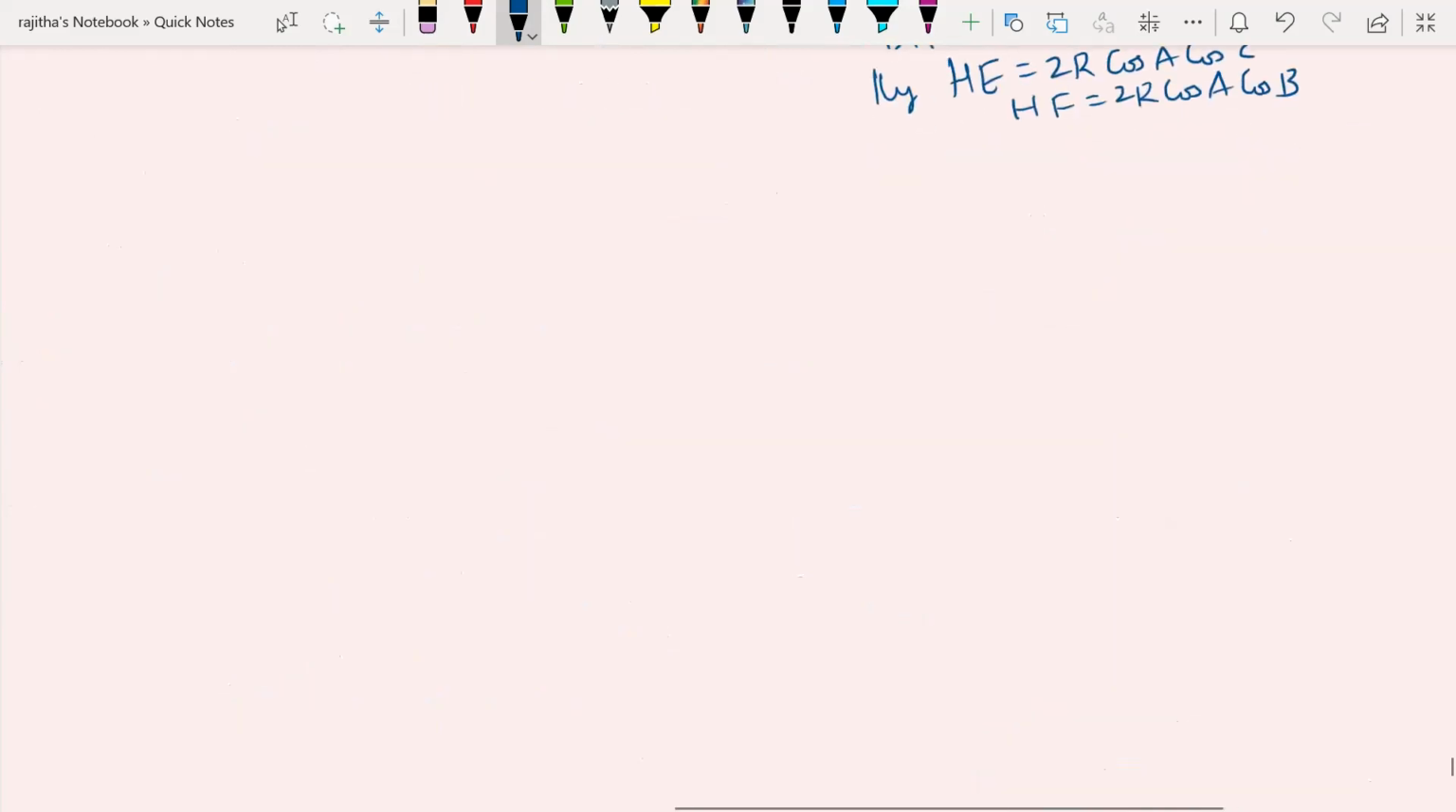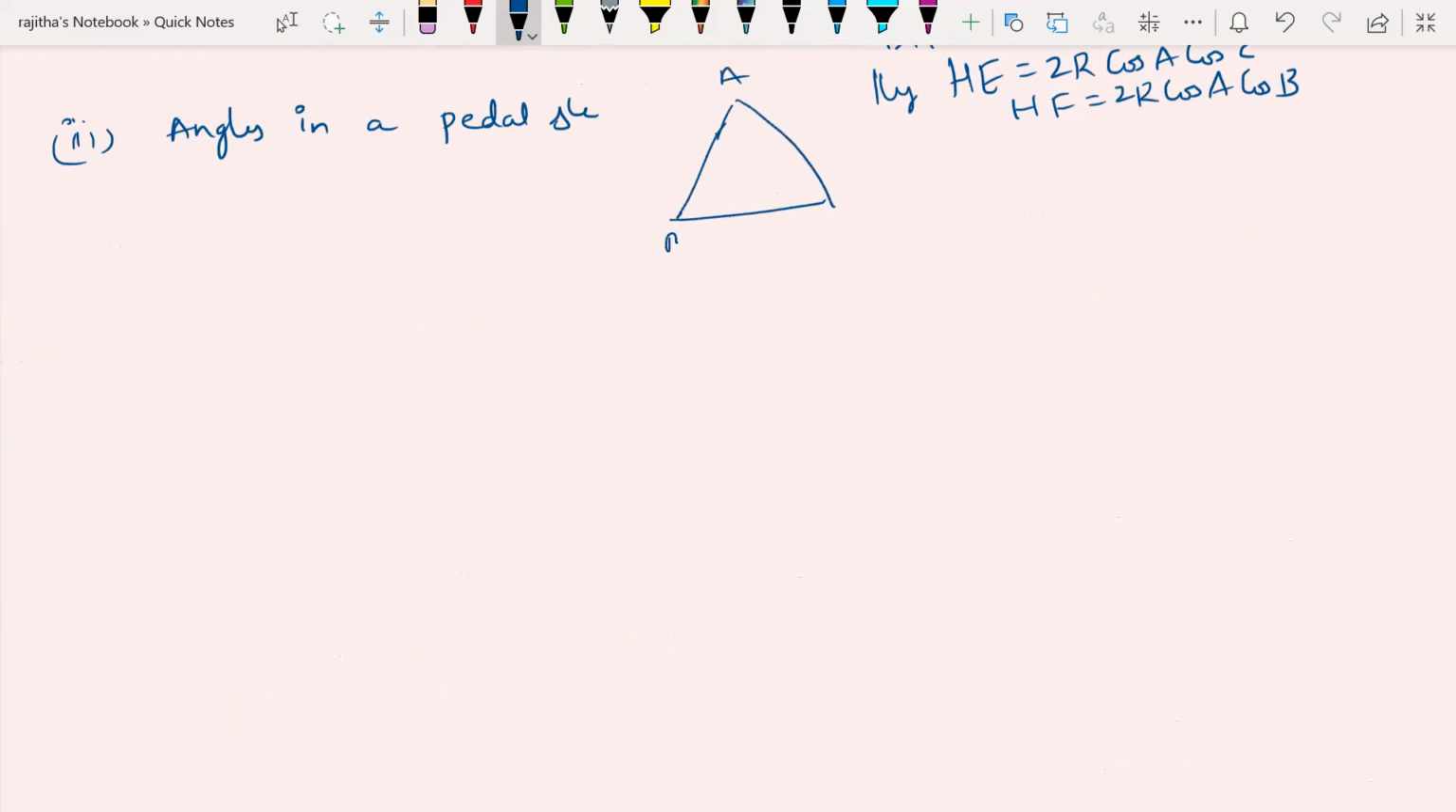Next, third one, angles in a pedal triangle. So what are the angles in a pedal triangle? See here, in triangle ABC, AD is a foot of altitude, BE is a foot of altitude, CF is a foot of altitude.